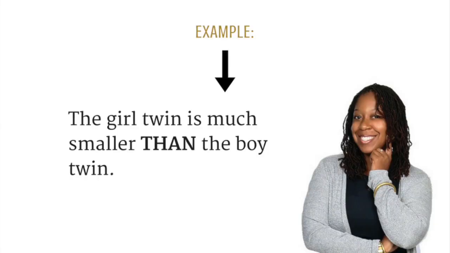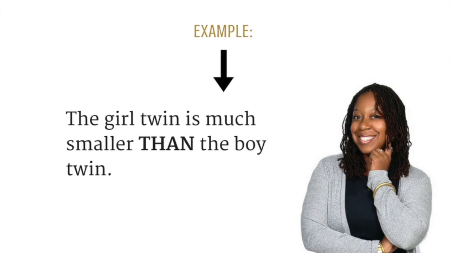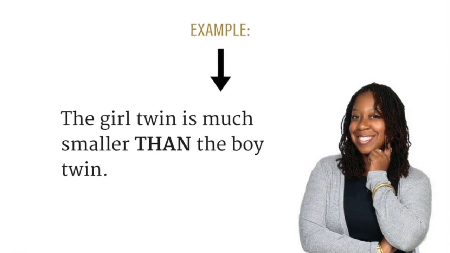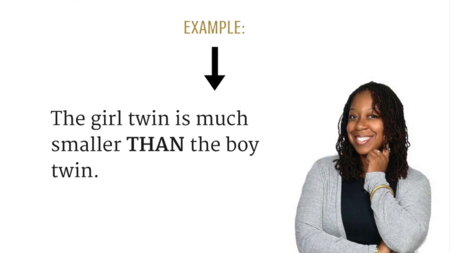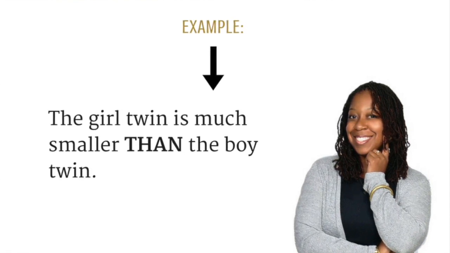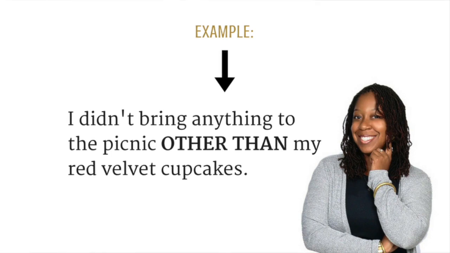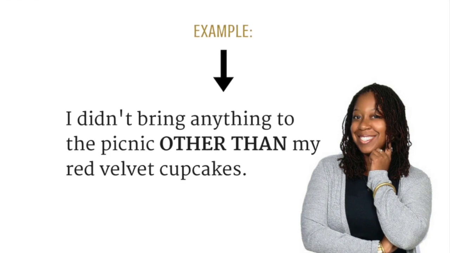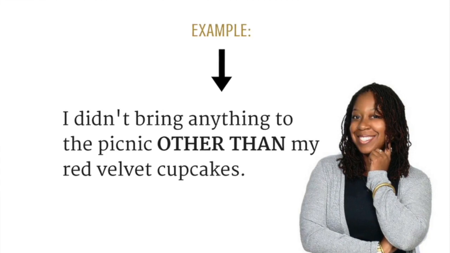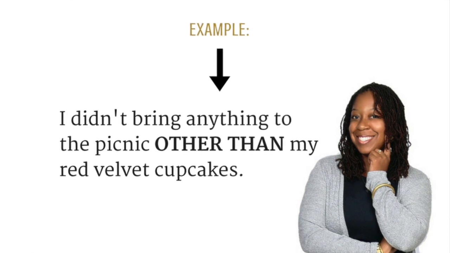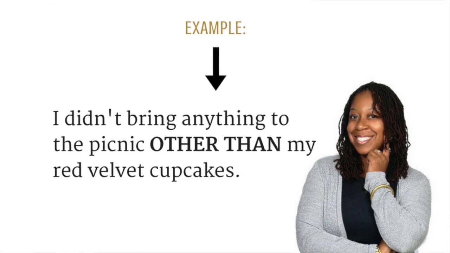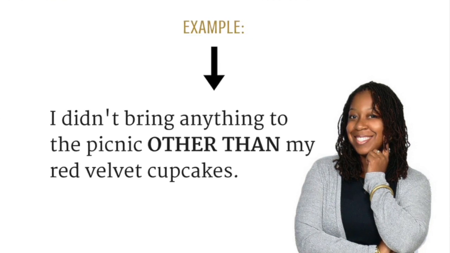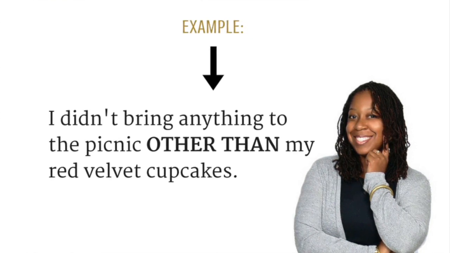For example, 2 sentences that use than. The girl twin is much smaller than the boy twin. That's one example. Or another example of using than is, I didn't bring anything to the picnic other than my red velvet cupcakes. You see how I used than in the second sentence? It was more so used as an exception rather than a comparison. So those are ways that you can use the word than.